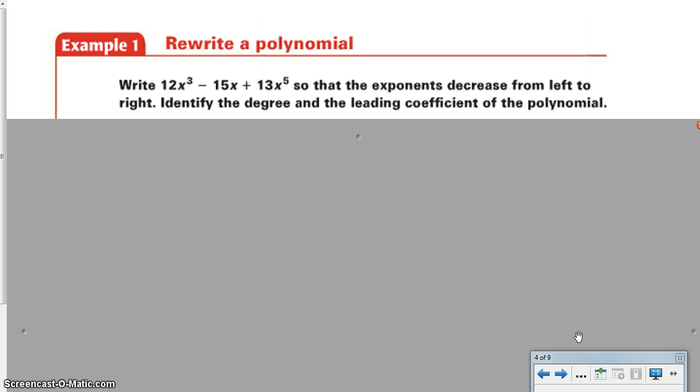So, Mrs. Rose, you mentioned standard form. Why did you say that? Well, because we need to make sure that polynomials are written properly.